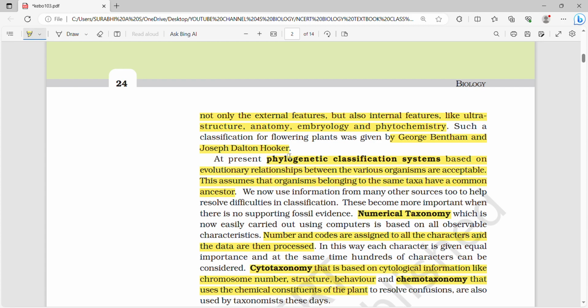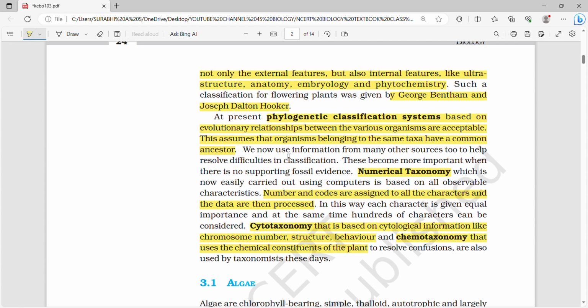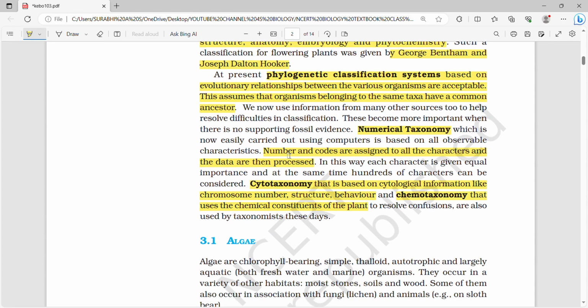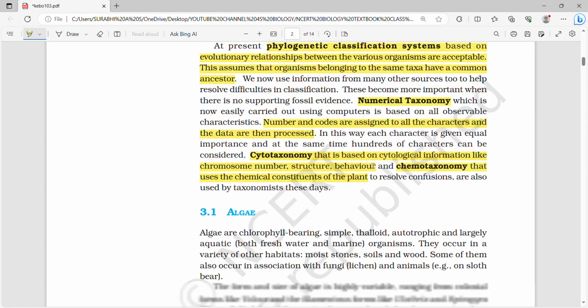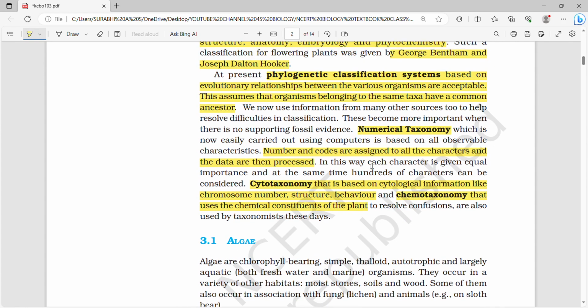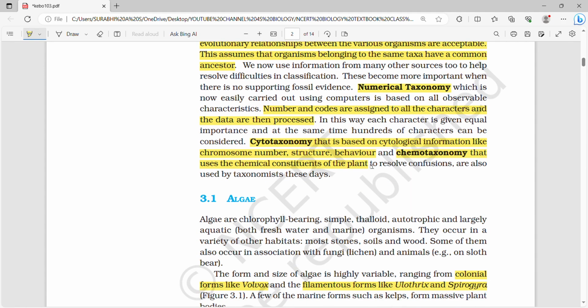This not only depends on the external features but also on internal features like ultrastructure, anatomy, embryology and phytochemistry. At present, phylogenetic classification system based on the evolutionary relationships between the various organisms is also acceptable. This assumes that organisms belonging to the same taxa have a common ancestor. And there come numerical taxonomy, cytotaxonomy and chemotaxonomy, which you should know.